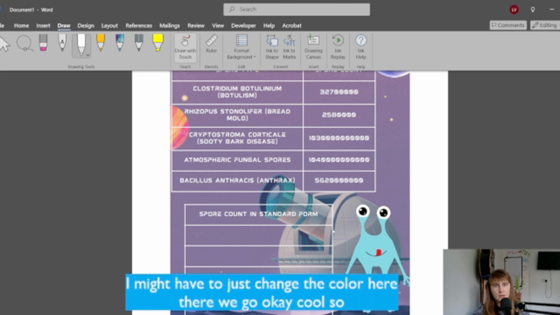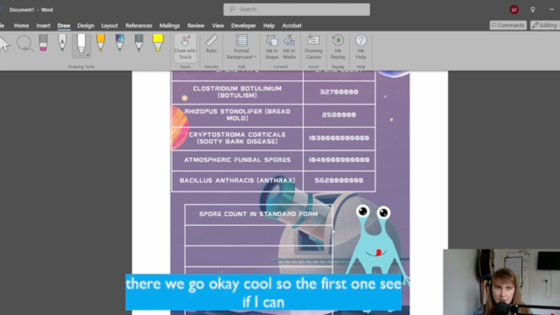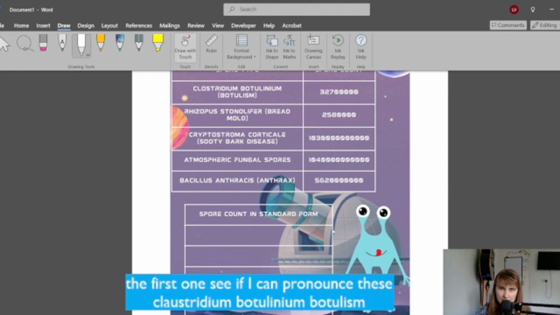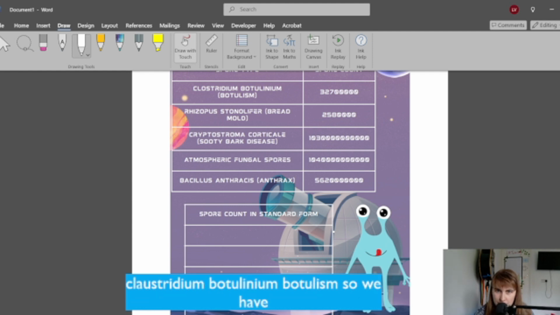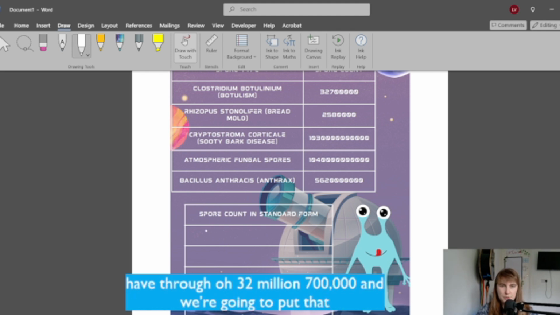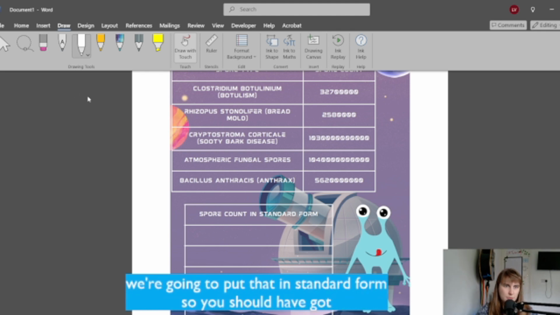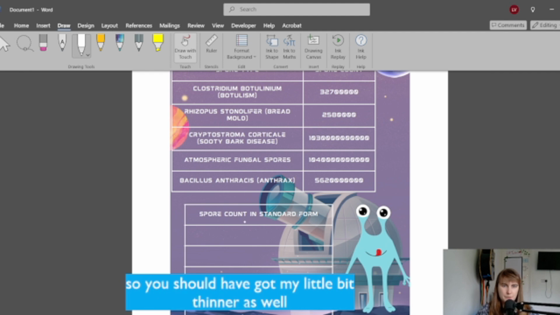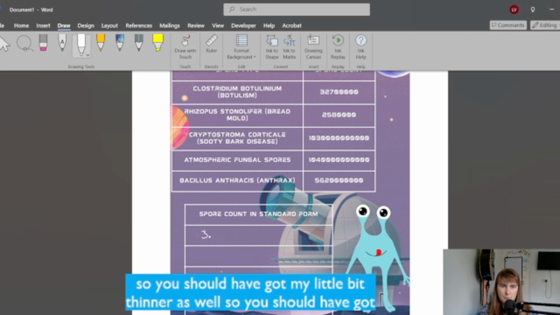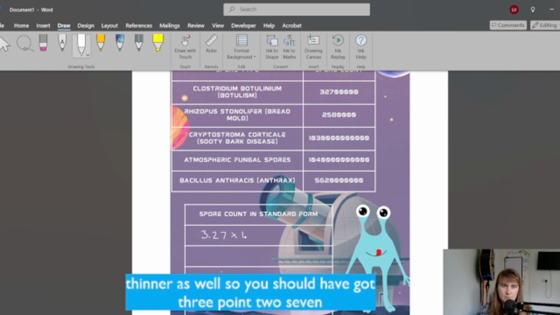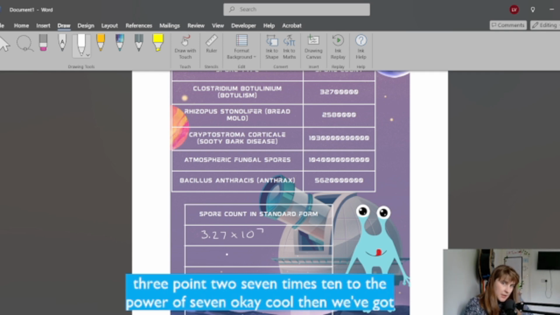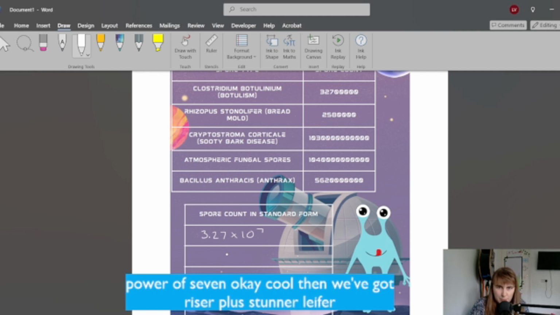So, the first one, let's see if I can pronounce these. Clostridium botulism. So we have 32,700,000, and we're going to put that in standard form. So you should have got 3.27 times 10 to the power of 7. Okay, cool. Then we've got Rhizopus stenolypha, which is bread mold.